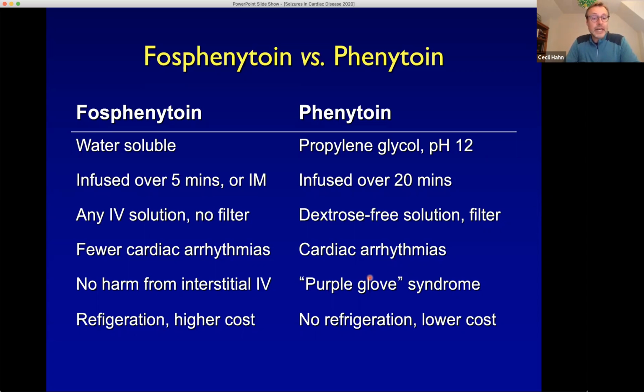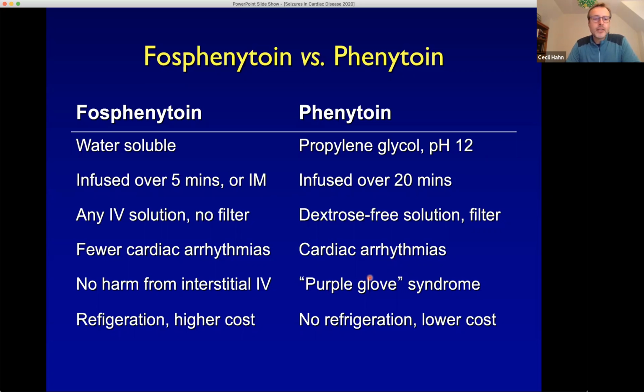You can actually even give it IM if you don't have IV access, which is usually not an issue in the ICU. But more importantly, you can give it in any IV solution. You don't have to worry about whether there's dextrose or not in your solution. Whereas with phenytoin, you have to be very careful to not give it in a dextrose-containing solution because it will precipitate. And so you need to use an inline filter. That's part of the infusion protocol for phenytoin to protect the patient from inadvertent precipitation of dextrose-containing solutions.